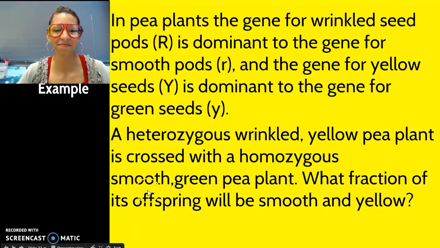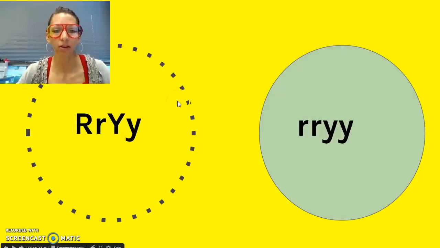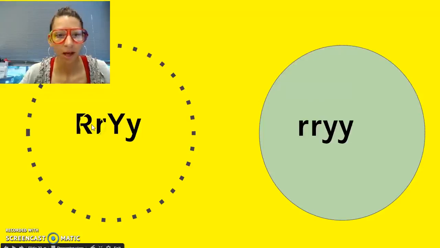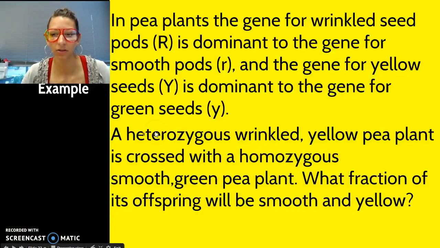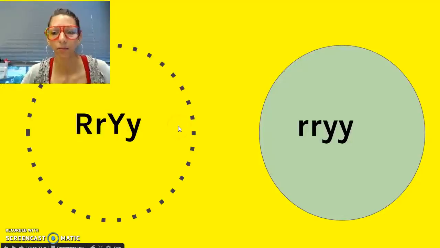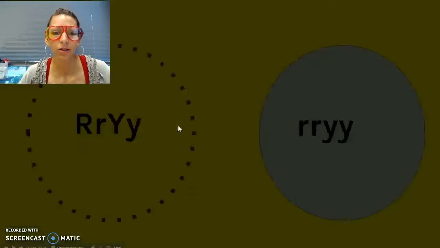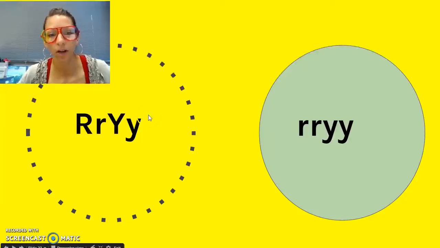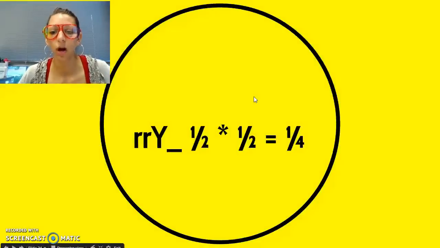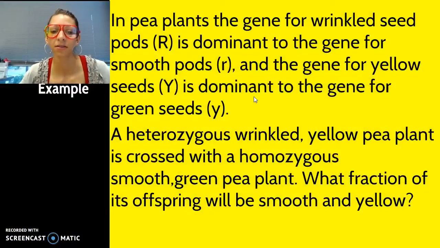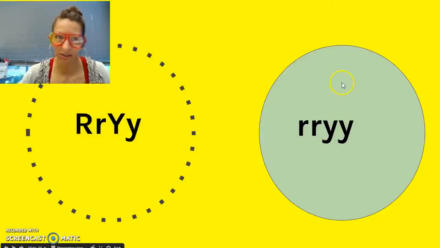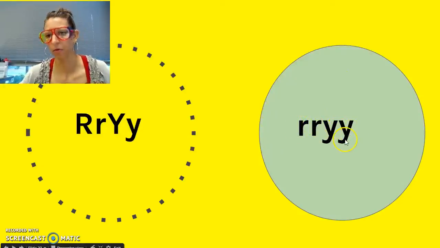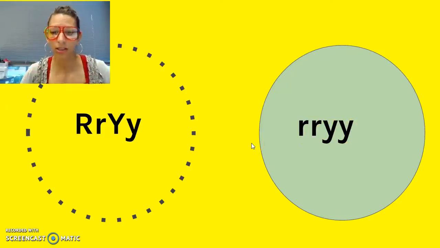So let's break this down. This is what our cross looks like. We have a wrinkled yellow, and remember we said it was heterozygous wrinkled, and yellow again. So we have our big R, little r, and then we have our yellow color here, and then it's crossed with a homozygous smooth green pea plant. So this is our green color, homozygous and smooth, so we have a little y, homozygous recessive for both genes. So we're going to cross these two.